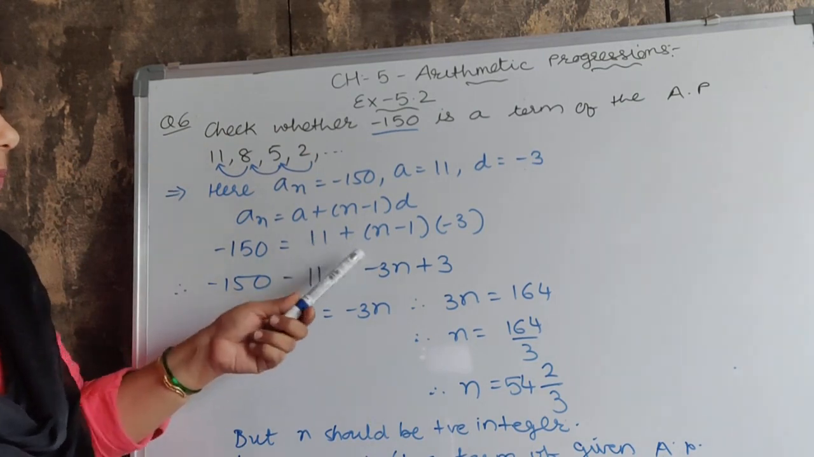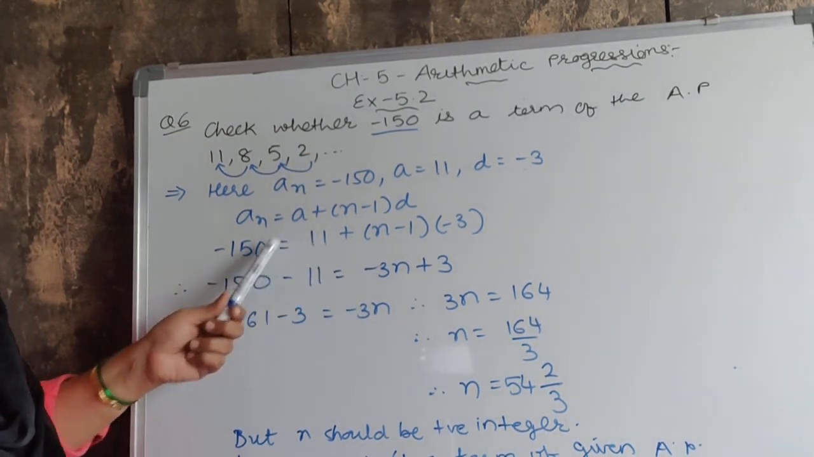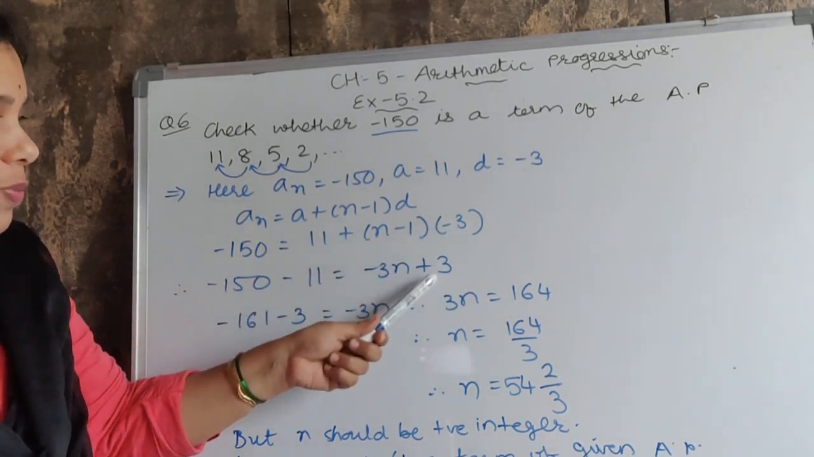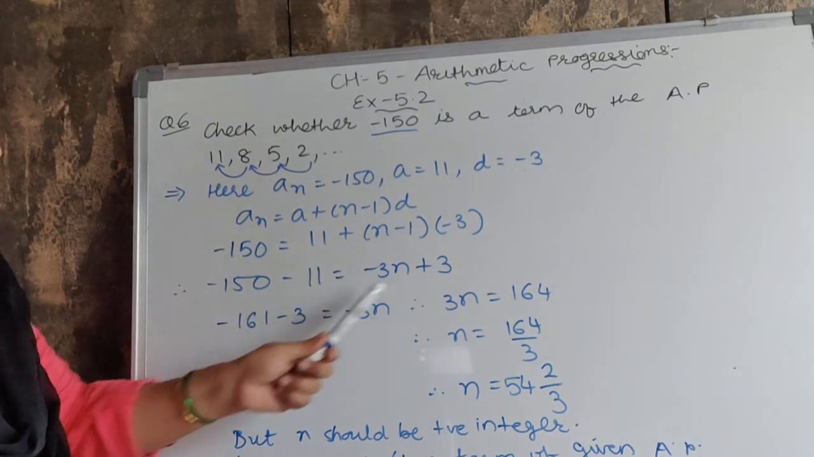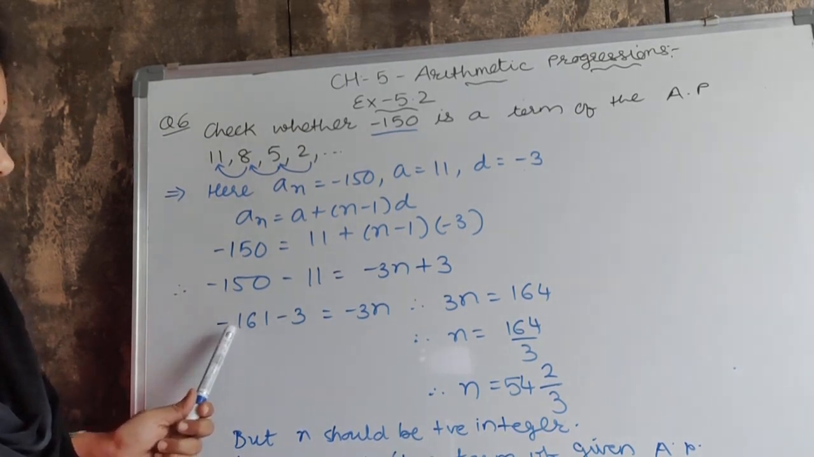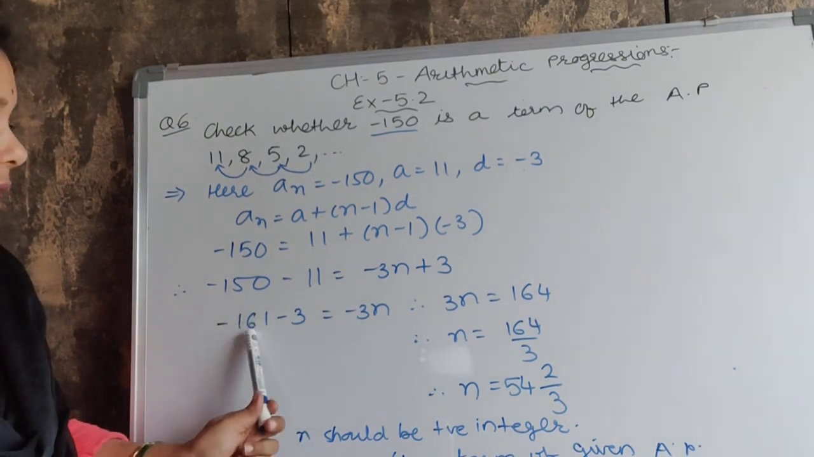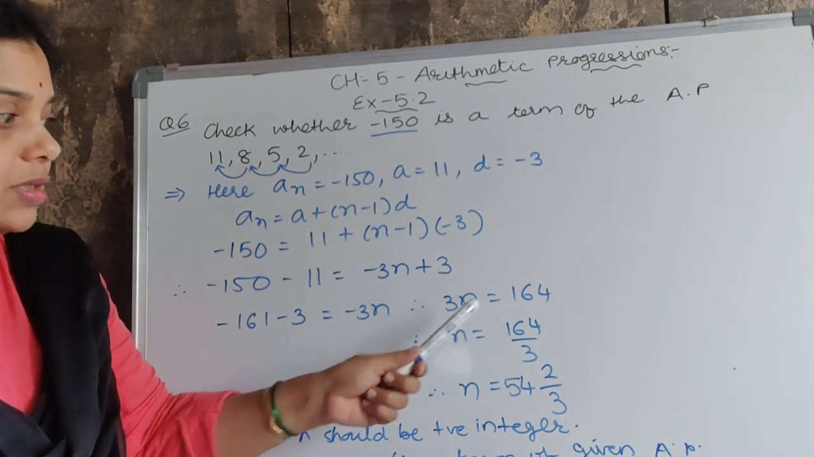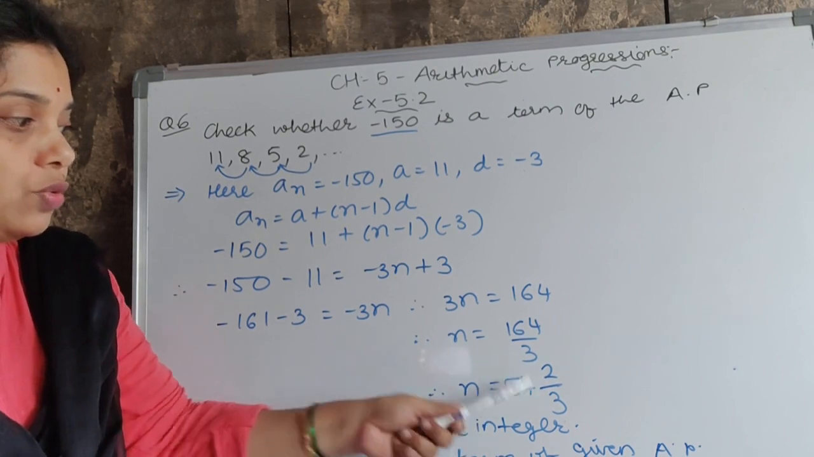So let's see the calculation. Take this 11 to the other side, so it is minus 11. This is minus 3n, minus minus is plus 3. The addition of the two gives minus 161, and this plus 3 goes to the other side, so again it is minus 161, which gives minus 164, and both minus signs cancel out on LHS and RHS. So we get 3n is equal to 164. So n is equal to 164 by 3, which is 54 and 2 by 3.